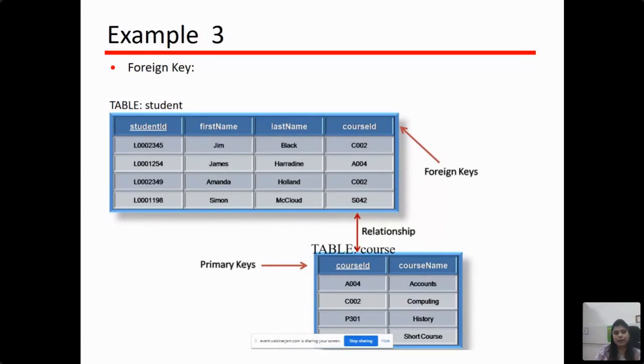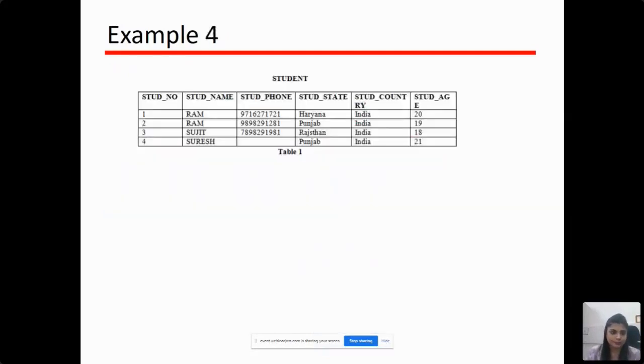For example, Jim Black with student ID 2345 is studying in the course ID C002, and C002 we will find out from the other table. The course name is computing. So that means Jim Black is studying in the computing course. So this can be found out. So we need to relate these two tables. Whenever we need to link the tables, we have to use a foreign key.